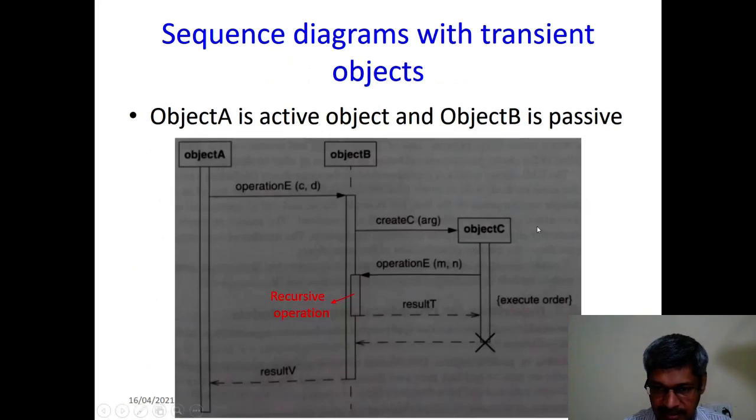Object C is created here, because this is the timeline, and the object is destroyed here. We see the times.